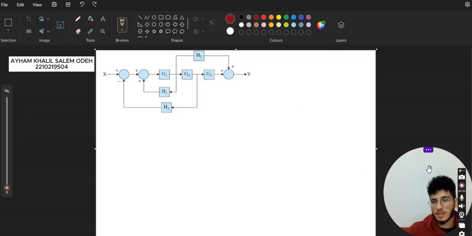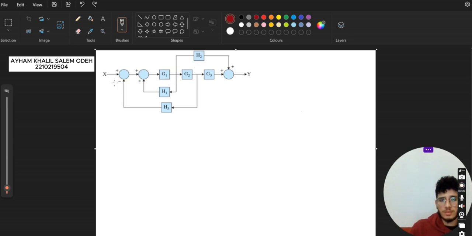My name is Ayam Khalil Salim Ode. I'm a student at Karabuk University studying electrical and electronics engineering, and this is homework for my class that is control systems. My student number is 2210219504. Today we're going to analyze this block diagram and get a transfer function from it.